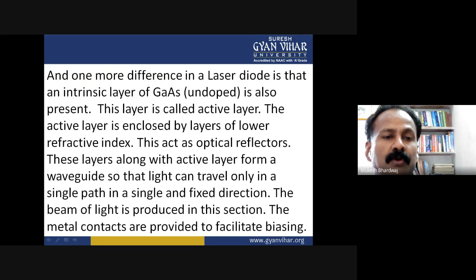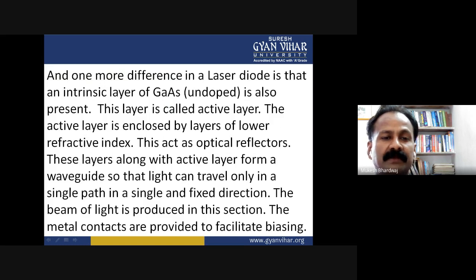One more difference in a laser diode is that an intrinsic layer of undoped gallium arsenide is also present. This layer is called the active layer. The active layer is enclosed by layers of lower refractive index. These act as optical reflectors.